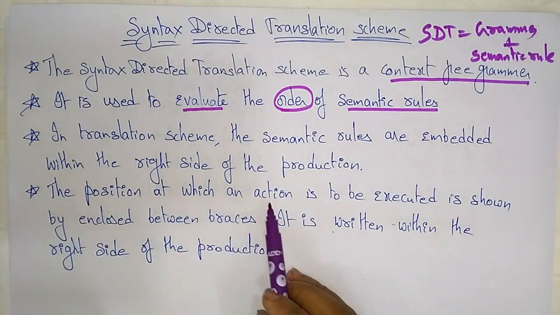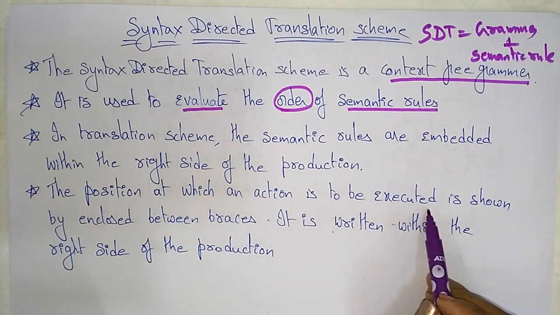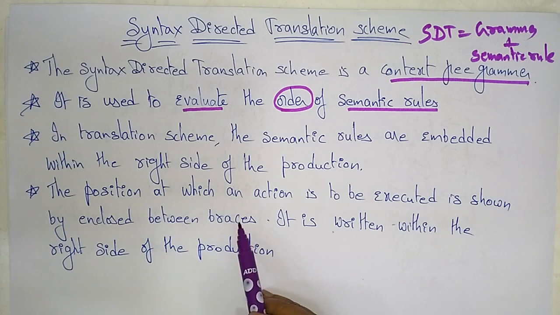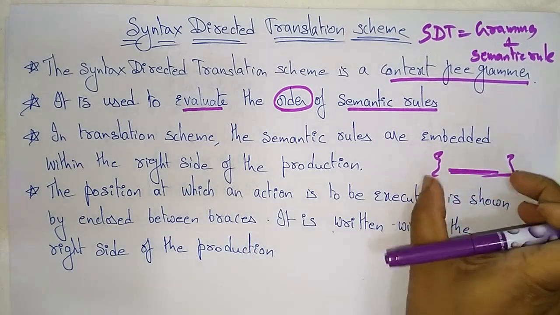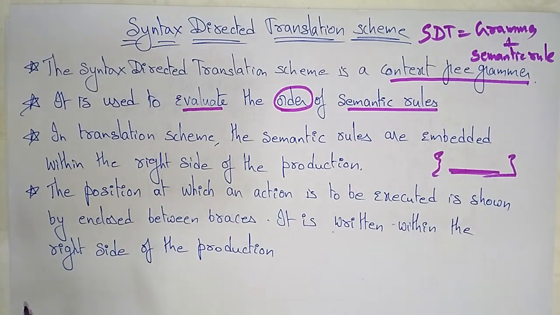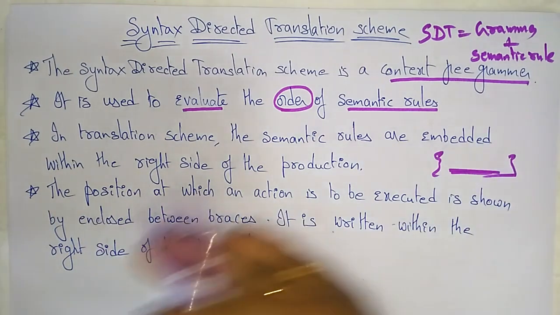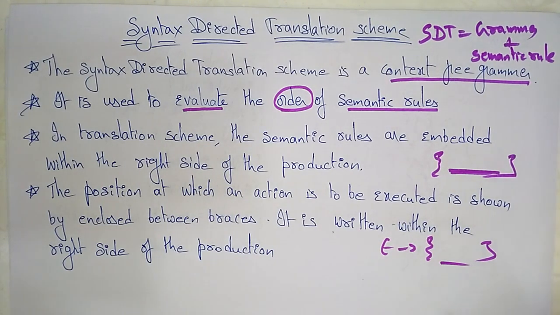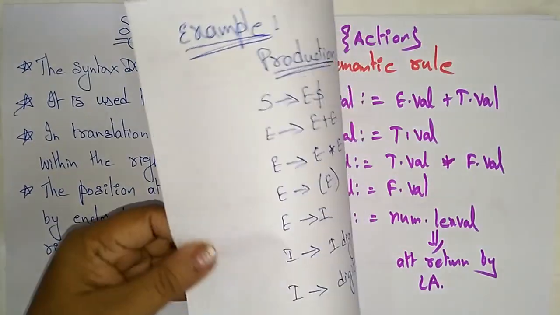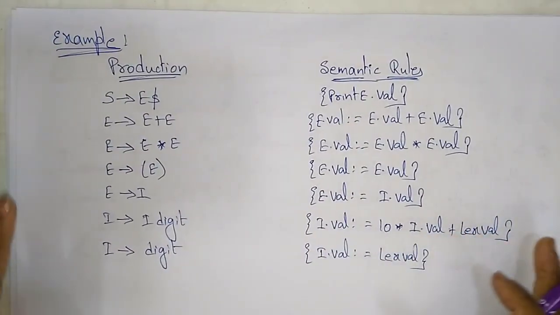The position at which an action is to be executed is shown by enclosing it between braces. Whatever action has to be executed should be enclosed between the braces. It is written within the right side of the production. Okay, so let's see an example for this syntax directed translation.